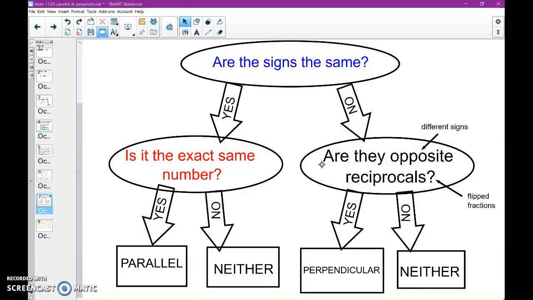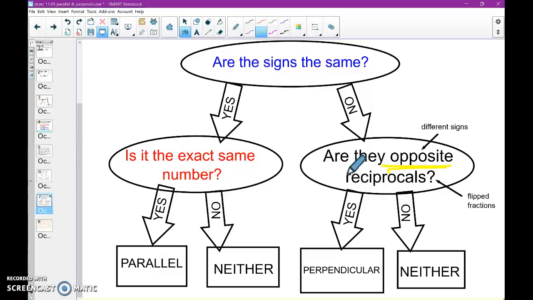Okay, so then you have to ask yourself, are they opposite reciprocals? Now that's kind of a crazy looking question. I know some of you are probably freaking out a little bit. Not a big deal. Just break it down. What does opposite mean? Opposite means, are they different signs? Hopefully they are, because you chose the option of the signs are not the same. So one of them must be positive, one of them must be negative.